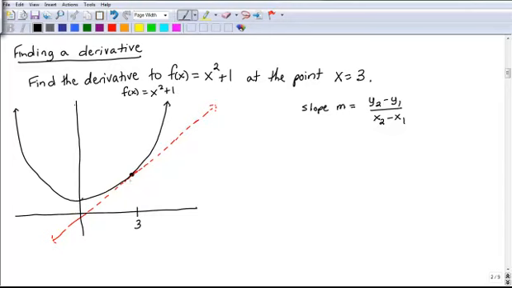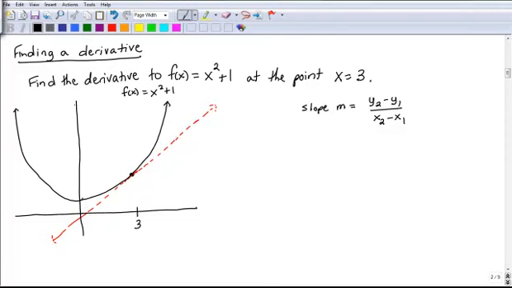Well, this red dotted line is the tangent line I'm trying to find. If I find the derivative, that'll give me the slope of that red line. That's all the derivative does. The derivative of f of x at x equals 3 is the slope of the tangent line at x equals 3, which is the slope of this red dotted line.